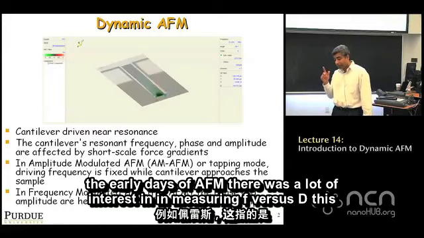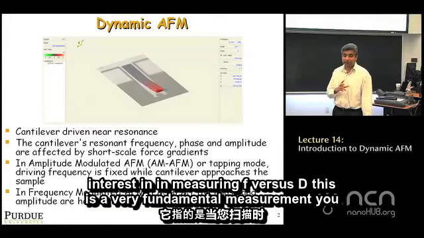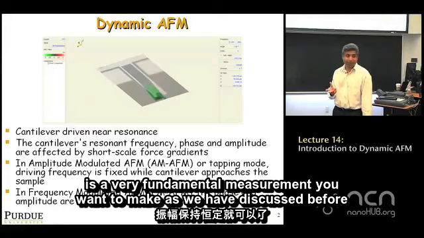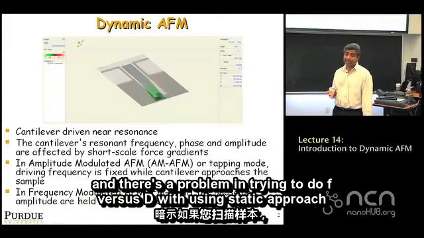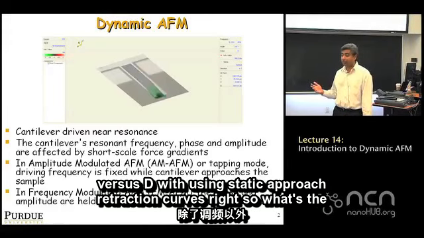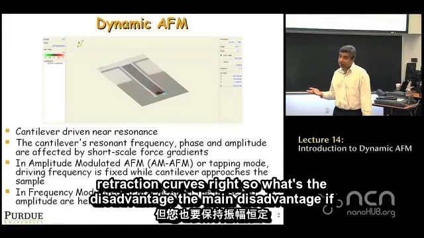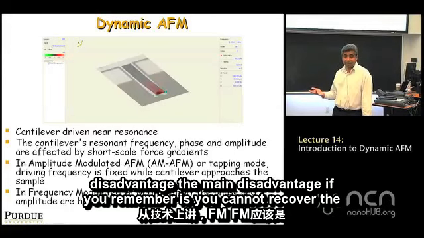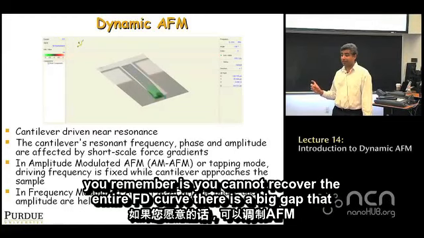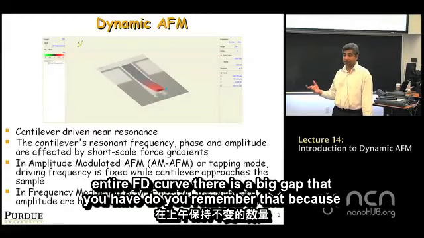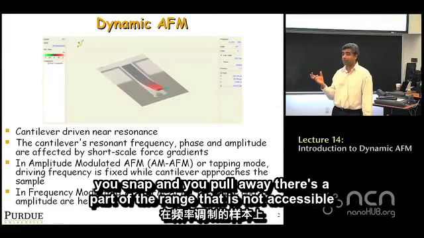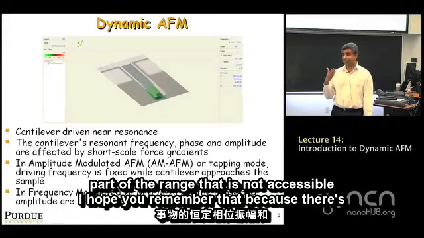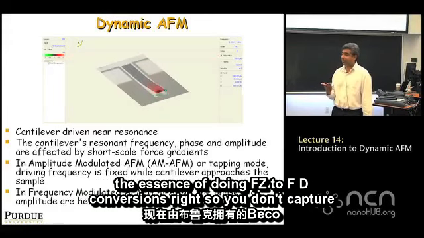The second thing is, from the early days of AFM, there was a lot of interest in measuring F versus D. This is a very fundamental measurement you want to make, as we've discussed before. And there's a problem in trying to do F versus D using static approach retraction curves, right? So what's the disadvantage? The main disadvantage, if you remember, is you cannot recover the entire FD curve. There's a big gap. Do you remember that? Because you snap in and you pull away, there's a part of the D range that is not accessible. I hope you remember that because it's the essence of doing FZ to FD conversions, right?